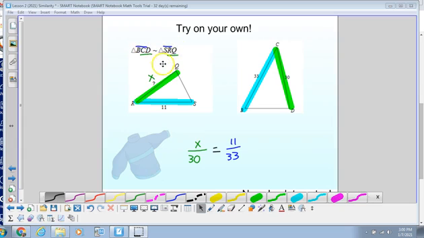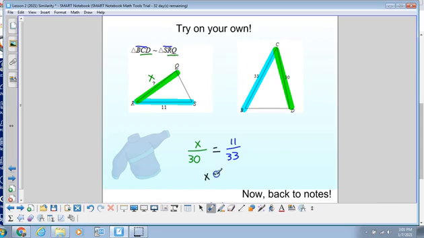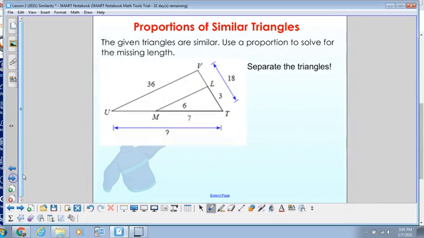BC matches with SR. So that is this one here, that my blue ones match up together, and the green ones match up together. So when we solve this, we would end up getting that x equals 10. Okay, now let's try a couple more problems that are a little bit different.